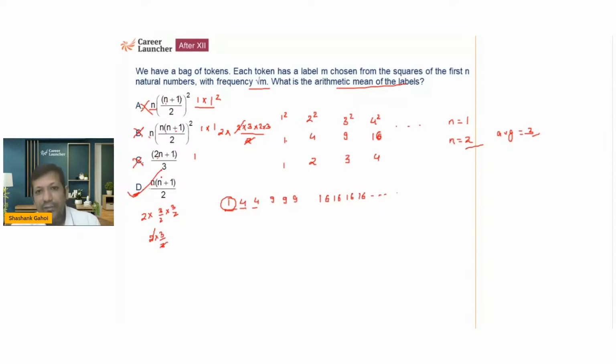We are talking about average. Average is simple: put n equal to 2 and check the average, that is 3. And here you can get the answer. You don't have to worry much about it. That is directly giving you the answer. Okay. Now, let's move on to the next one. If I put n equal to 2, that is going to be 2 into 3 by 2, 3.